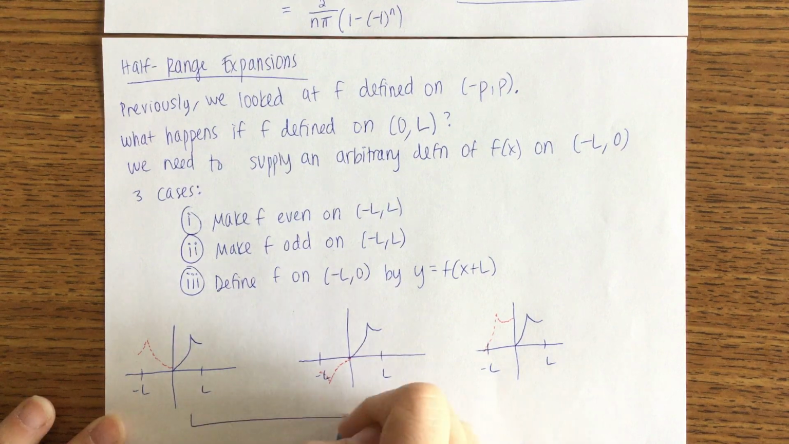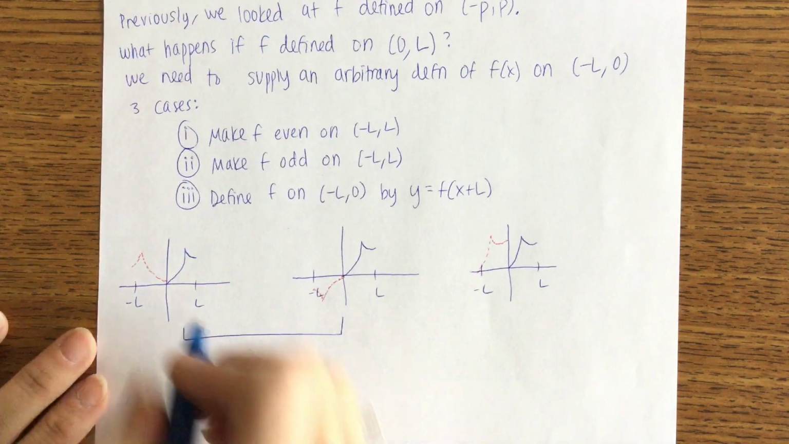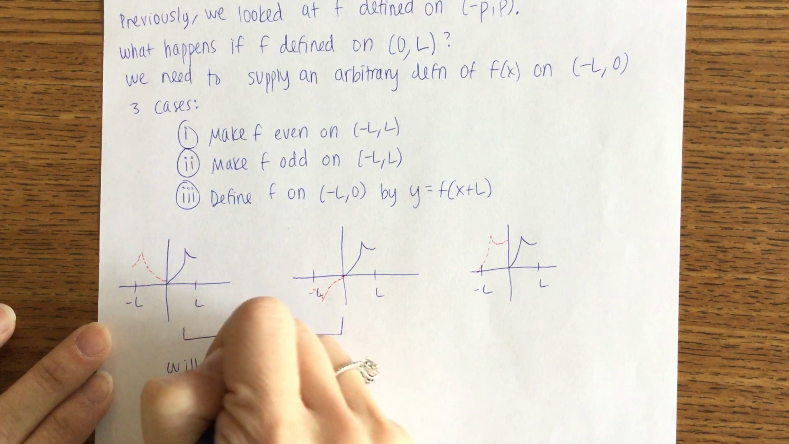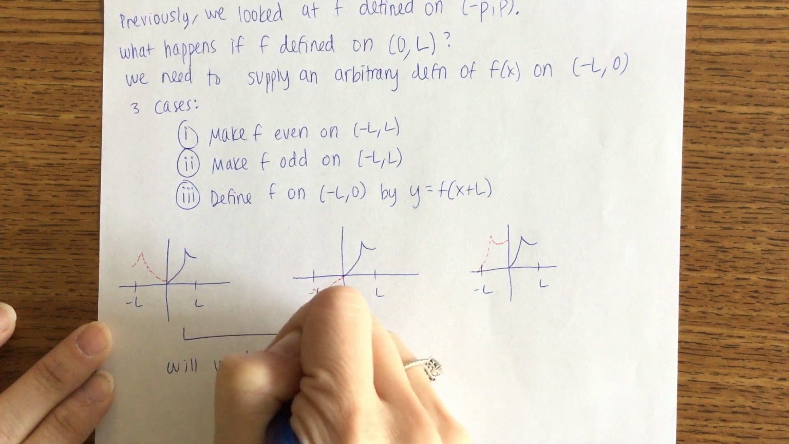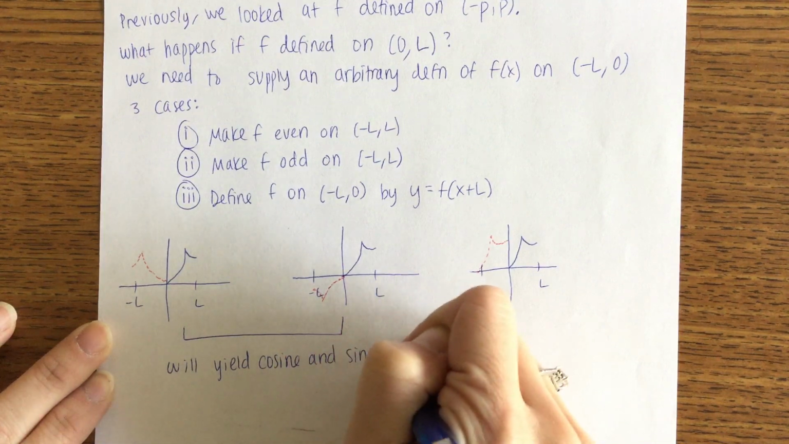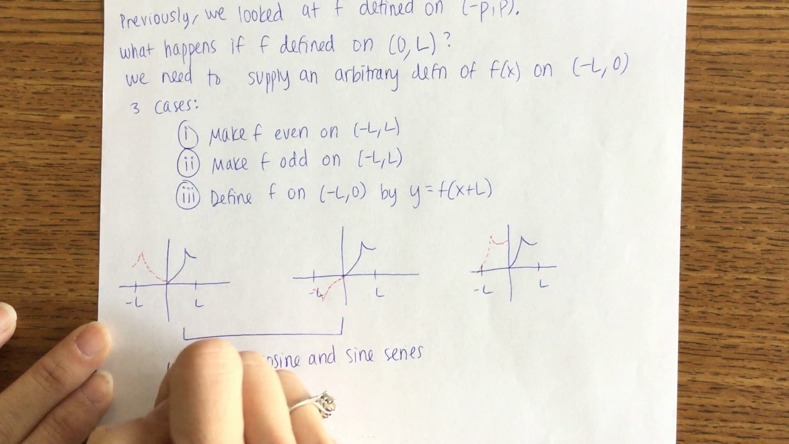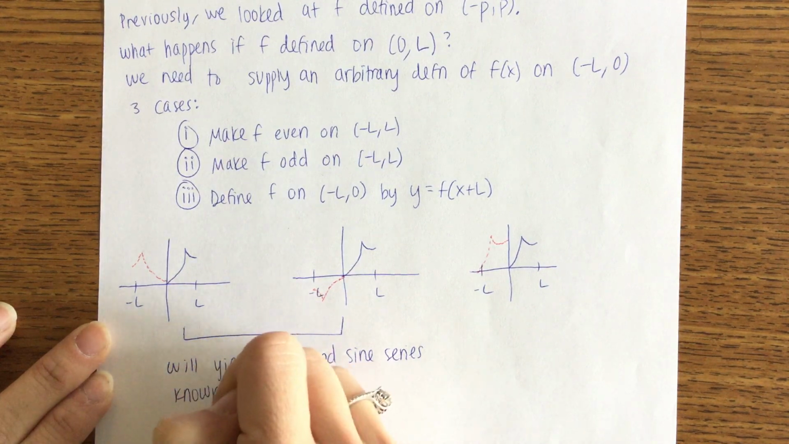Okay, so cases 1 and 2 in this case will yield cosine and sine series. These are known as half-range expansions.